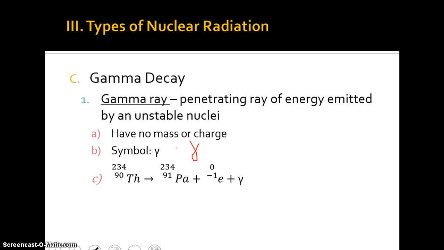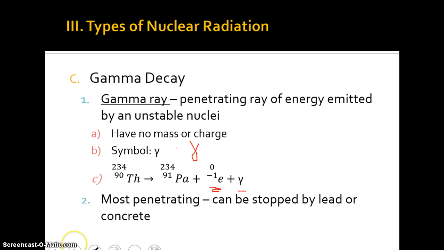An example, gamma ray, since it has no mass or charge, is often just added on to either the alpha or the beta decay. So this one's beta decay because here's your beta right here, and then the gamma is at the end, and that's just added on at the end. It is the most penetrating. It can be stopped by lead or concrete.